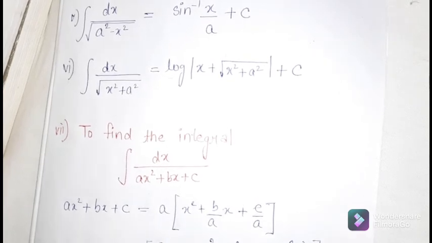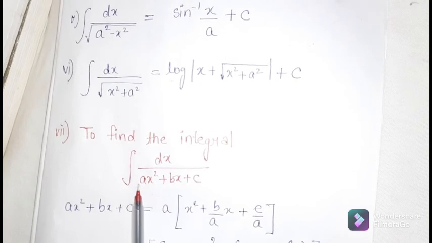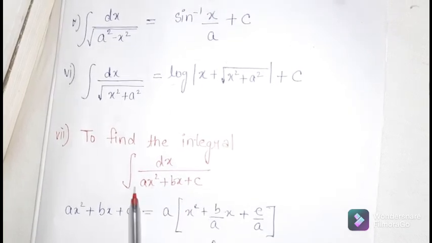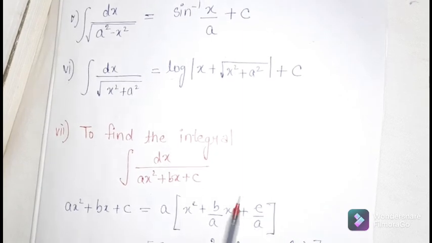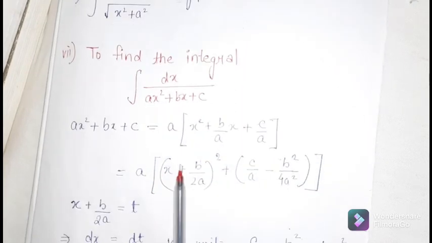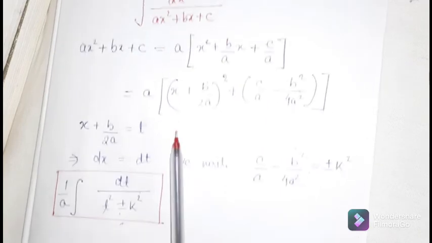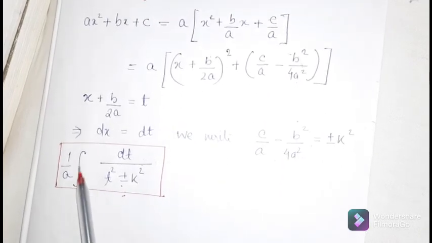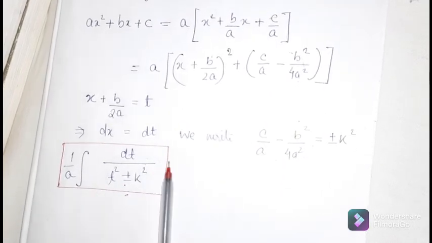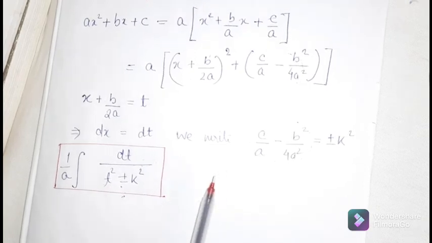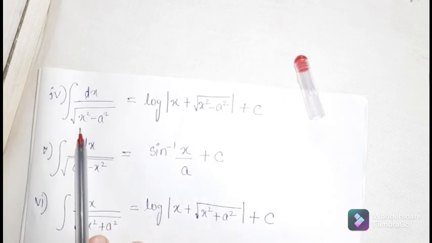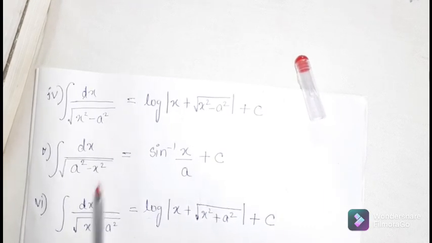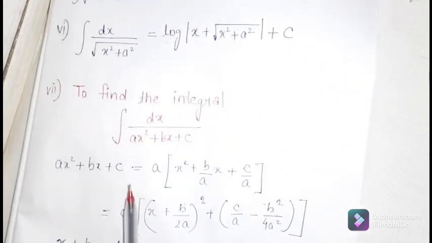Now if in place of this, in the denominator you have the same quadratic, but with a square root, everything is similar. Every step you have to proceed in a similar way, but at last when it gets reduced, you will get 1 by a dt by square root of t square plus minus k square. And for that you also have these standard formulas for root over x square minus a square, for root over x square plus a square.